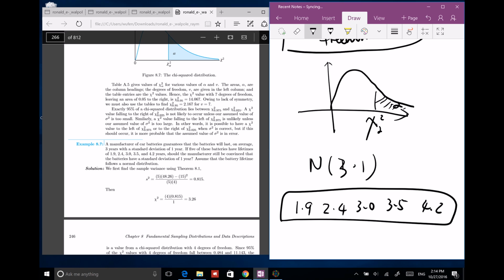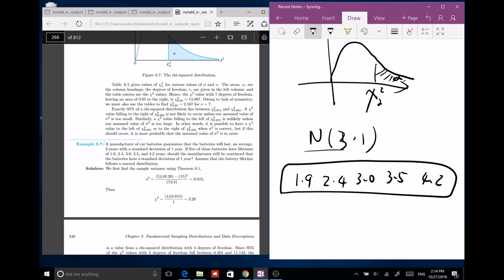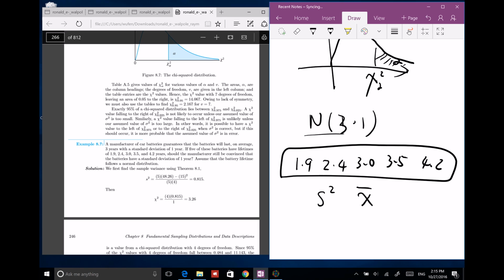Okay, so we are given a sample selected from the population. From this sample, we can find the variance s squared and also the sample mean x bar. Now the question is, should the manufacturer still be convinced that the batteries have a standard deviation of 1 year? Since the population standard deviation is claimed to be 1, is the standard deviation still 1, like the population? We have to check it again.